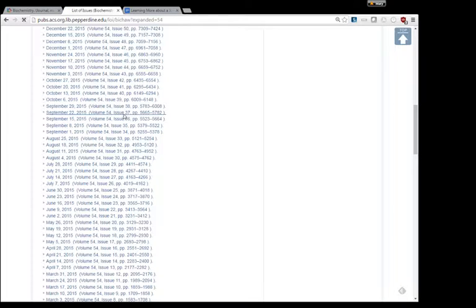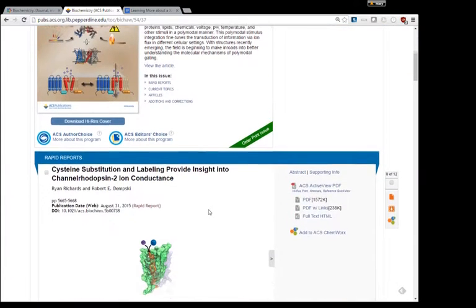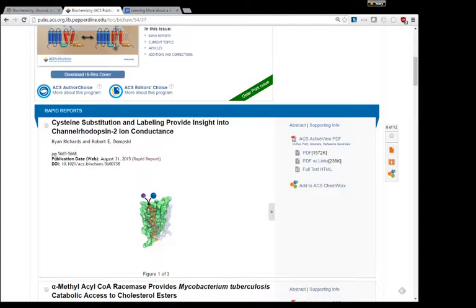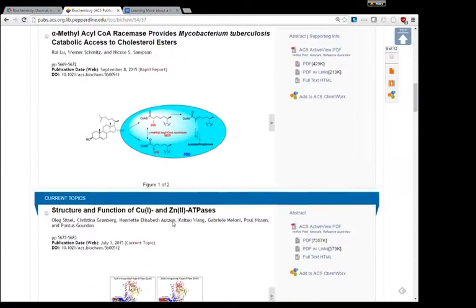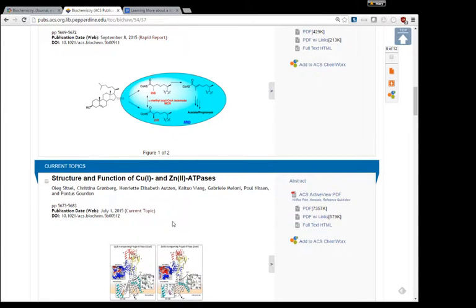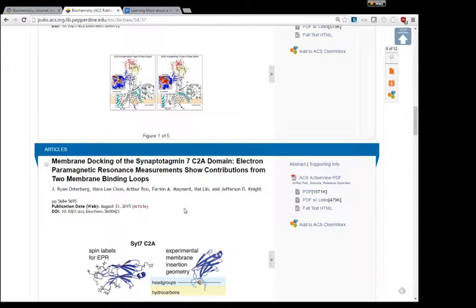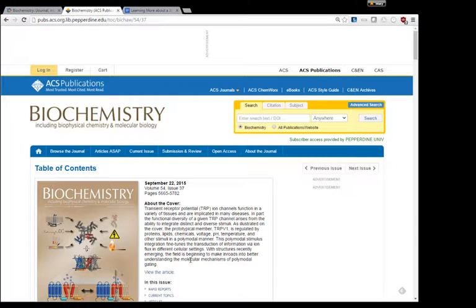If we clicked on this particular issue, we can see some of the titles of the articles. We can see the page length. So these are short, brief 3-page. Here's a little bit longer, actually another 3-pager. This one's a 10-page article. So some of them are pretty brief. Okay, so that's looking at the journal Biochemistry.